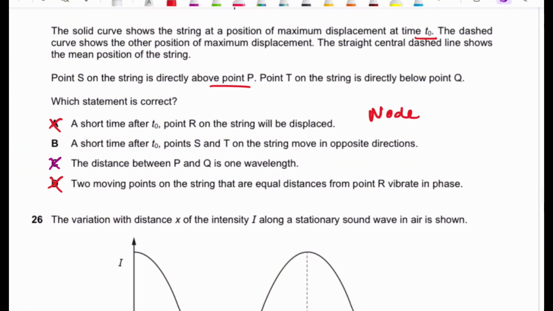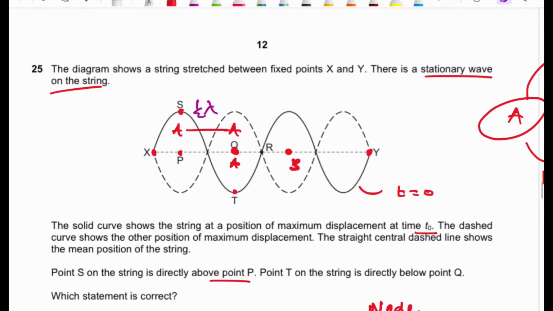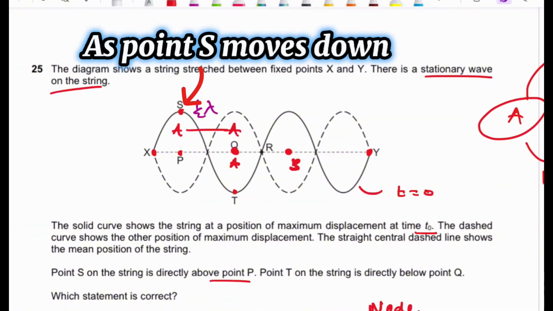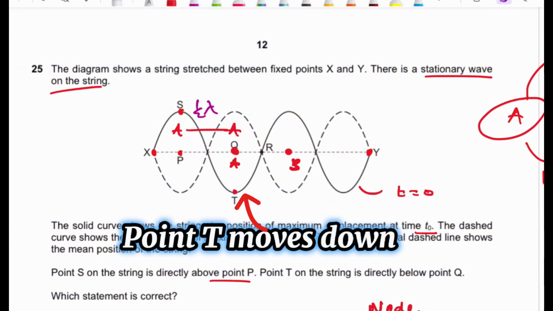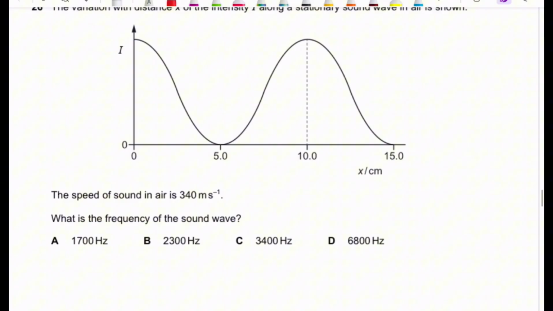So a short time after, point S and T will move in opposite directions. This is true because point S will be moving down, but point T will be moving up. So in a stationary wave, as one loop moves down, the other loop will move up, right? So the answer is B.